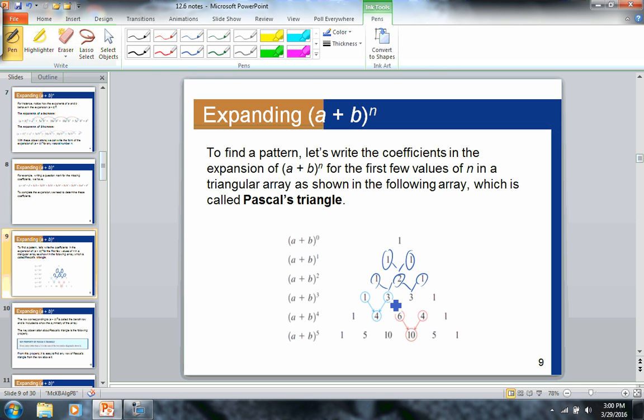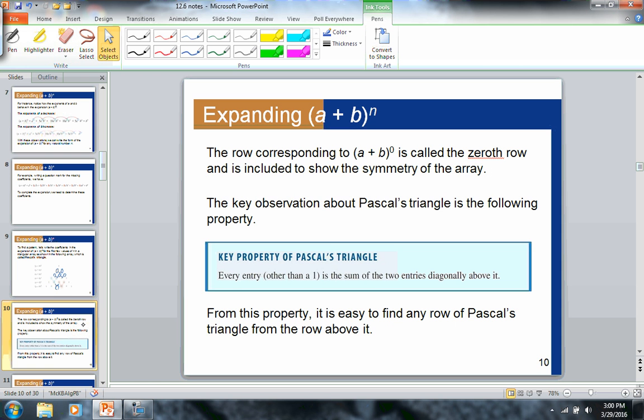So the 1 plus the 2 is the 3, the 3 plus the 1 is the 4, the 4 plus the 6 is the 10. Okay, so that's how we can get every single row for any binomial expansion. And this is all related to Pascal's triangle. Pascal is a famous mathematician, and he came up with this pattern. And that tells us that every entry is the sum of the two entries diagonally above it.